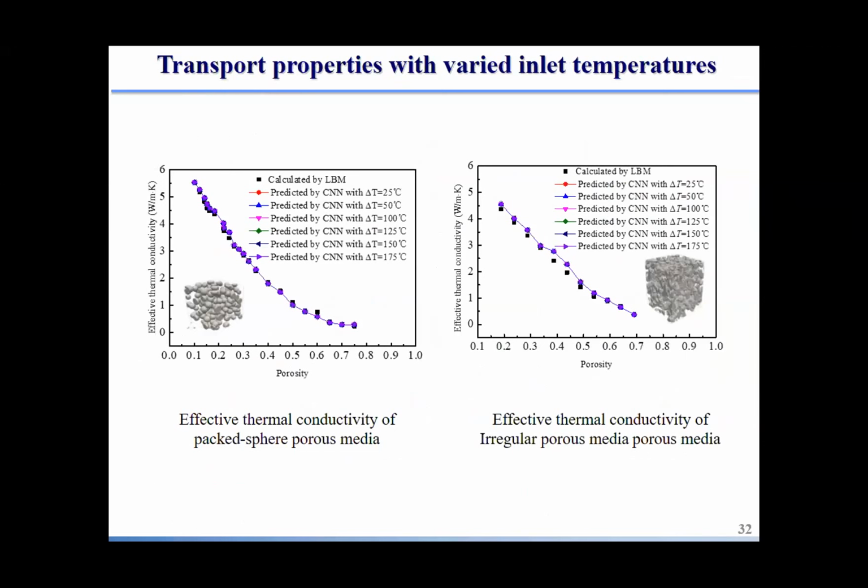So what about the effective thermal conductivity? This line shows the effective thermal conductivity that we can predict by different CNN models. This is the training sample. We can get these lines, and they agree well with those calculated by simulations with the lattice Boltzmann method. So the feasibility of the method is verified.